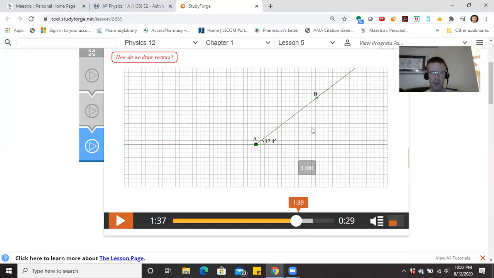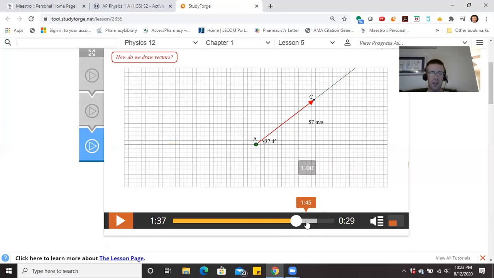And look, they even labeled it with its magnitude. So let's say that this vector was representing a velocity vector of 57 meters per second. Because you are the architect of these drawings, you can decide the scale that you want this vector to represent.